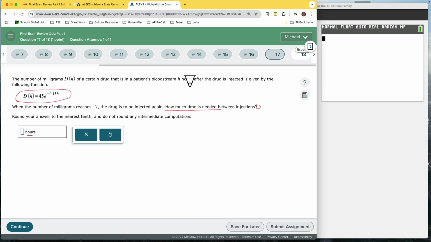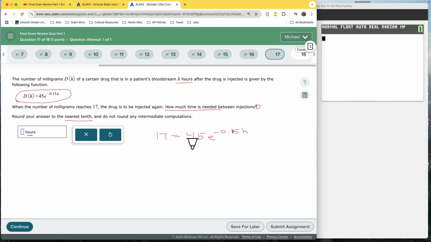A certain drug is in a patient's bloodstream H hours after the drug is injected, given by this function. When the number of milligrams reaches 17, the drug is injected again. So how long before we inject again? That gives us 17 milligrams in the bloodstream equals the function. Incidentally, this is going down by 15% per hour. That's what that rate means. But we just need to solve for H and round it to the nearest tenth.